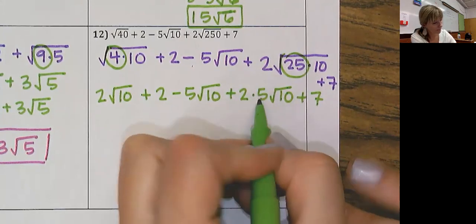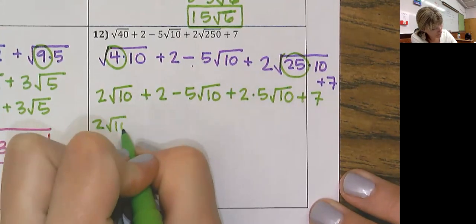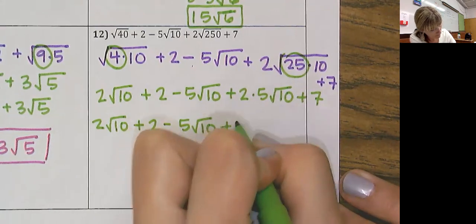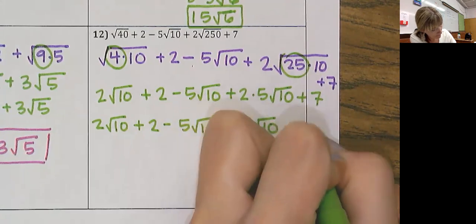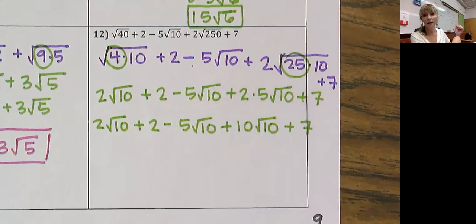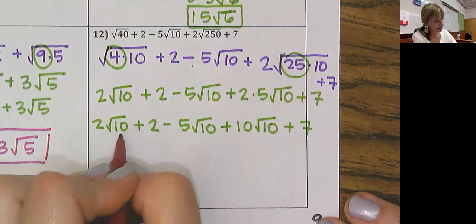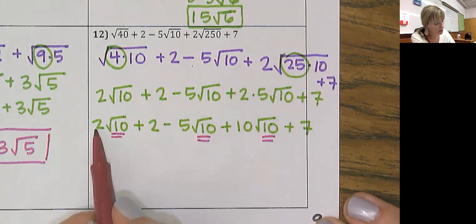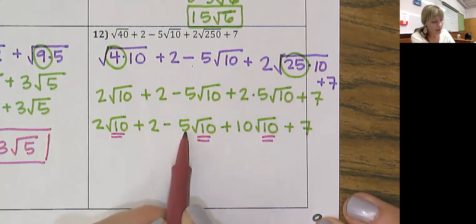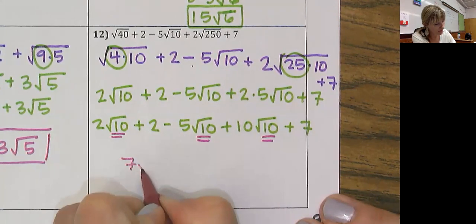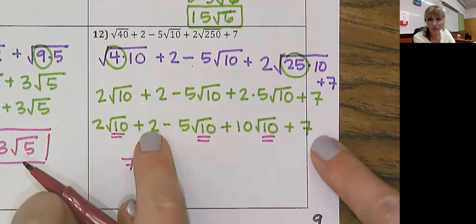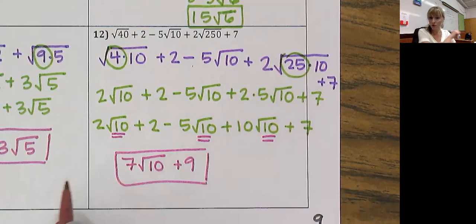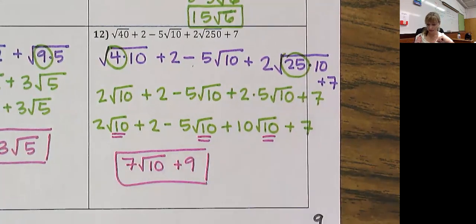I'm going to clean that up. Here's what I can put together. See that, that. All of those have the same radicand. So here I go. 2 minus 5 is -3. -3 plus 10 is 7. And those are just regular old numbers. Combine them. Do not put those together because that has a square root of 10 and that doesn't.